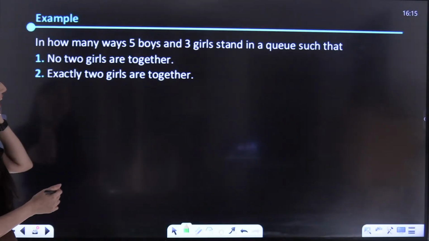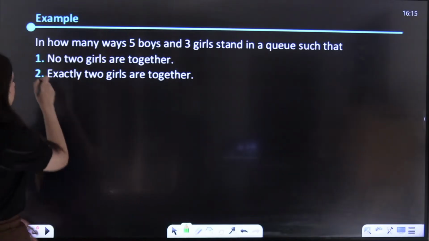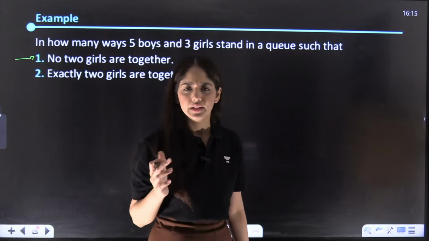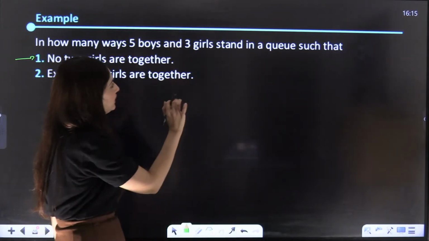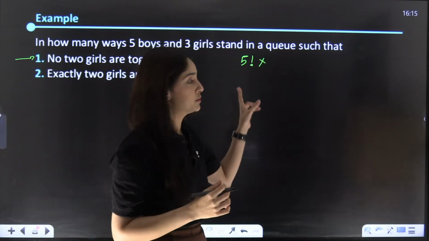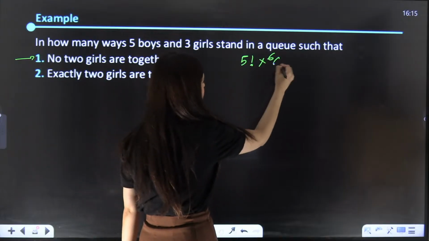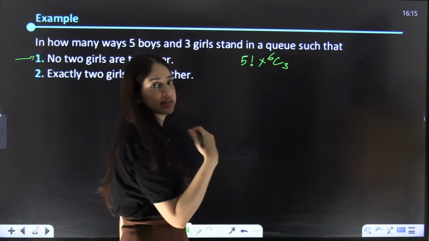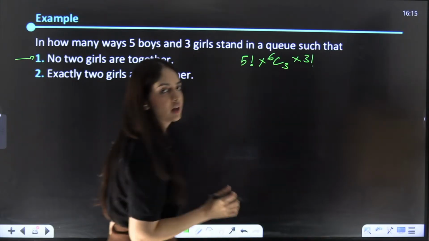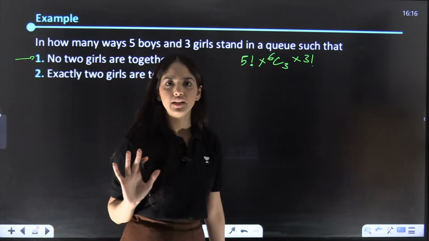Now, in how many ways can 5 boys and 3 girls stand in a queue such that no 2 girls are together? That means all girls are separate. This is a gap method problem. So we arrange the remaining 5 boys, 5 factorial, and out of those 6 gaps, we have arranged 5 boys, so 1 extra, 6 gaps. From those 6, we find 3 for these 3 girls, and then we have to arrange these 3 girls, so 3 factorial. Okay, directly applying this, not repeating this. Now, by now you are very clear on the theory.